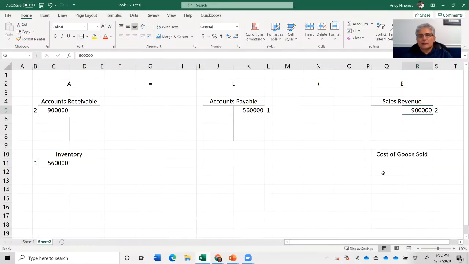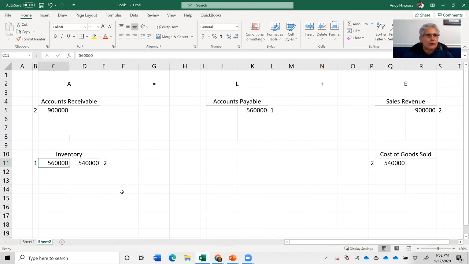So you'll see the flow here. It'll be really obvious now. We're going to debit $540,000 to the cost of goods sold, and we're going to credit $540,000 to inventory. So the cost of the inventory was first categorized as inventory, but as you sell it, it's taken out of inventory and put into the cost of goods sold.